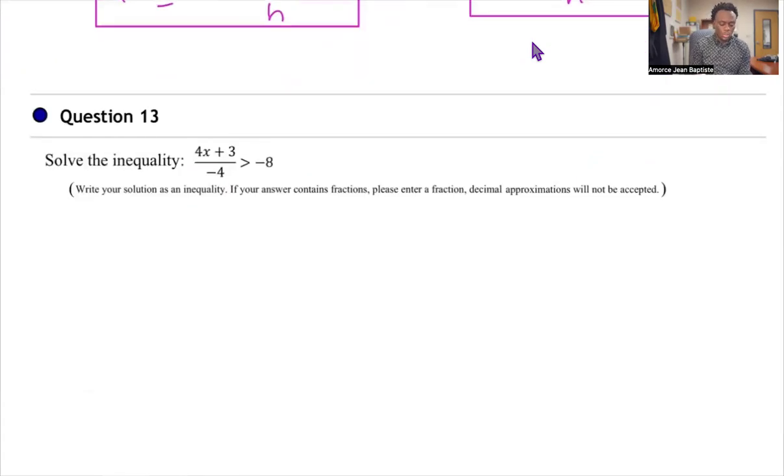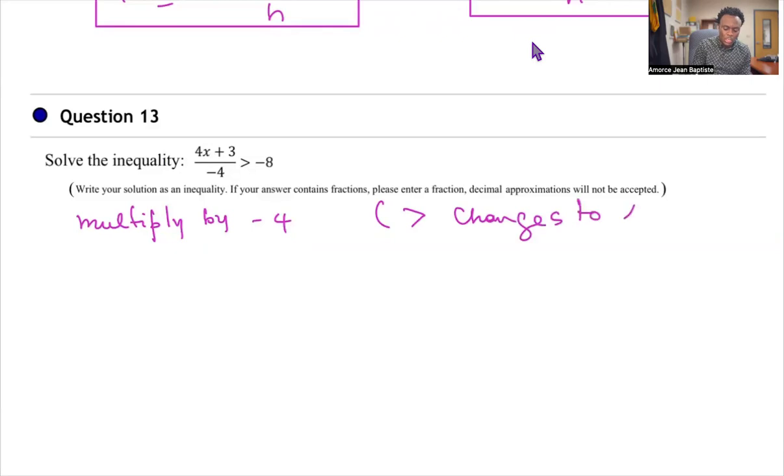Next, we are solving this inequality. We already see that this is a strict inequality. That means we're going to use parentheses over the number for the variable. But first, we want to clear the fraction. To clear the fraction here, we would multiply by -4. But you know, when you multiply by -4, the inequality changes to this one. We will not forget that.